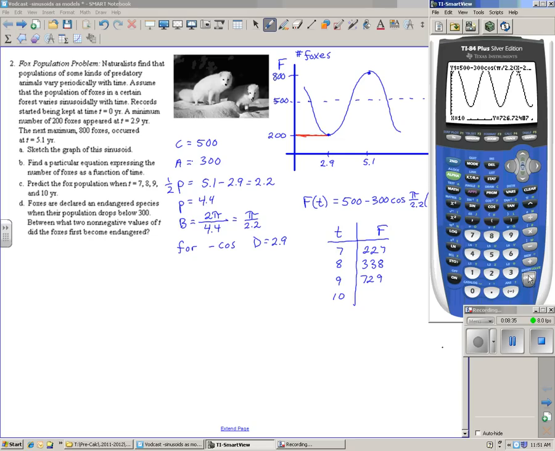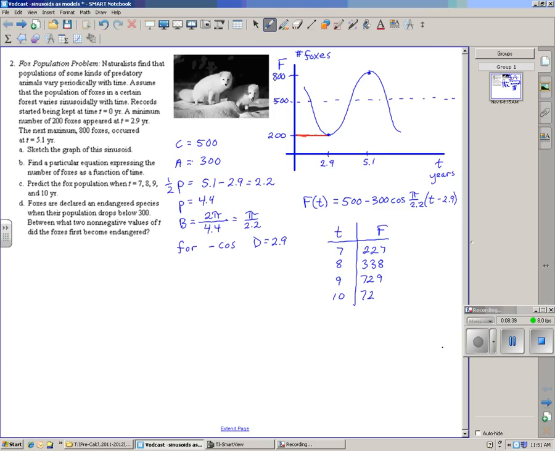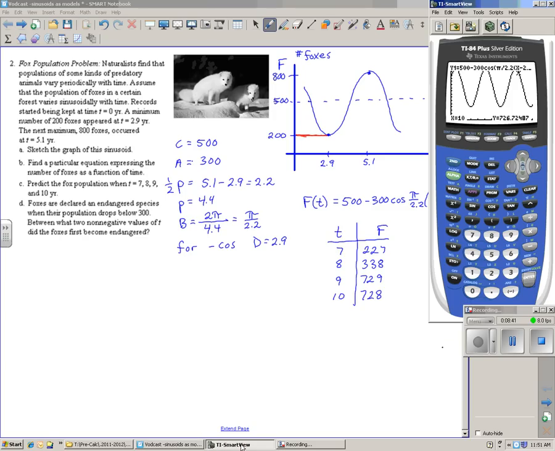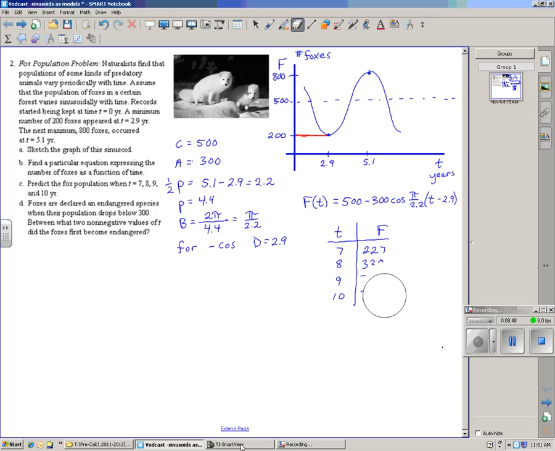And for 10, also 720. I kind of keep on writing that down. 720, what was that actually supposed to be? 727. I wrote it down twice wrong. So it should be 727.